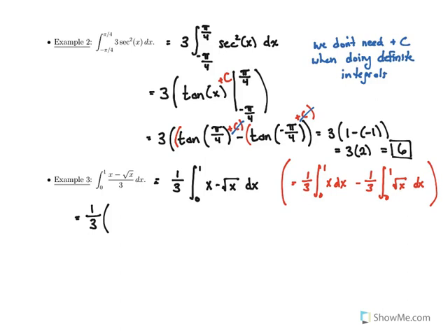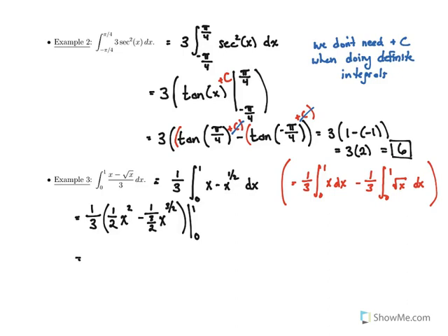We're going to use the reverse power rule. Note that square root of x we can rewrite as x to the 1/2 power. And in both these cases, we're going to add 1 to the exponent, and we're going to divide by that new exponent. So for the first one, I'm going to add 1 to the exponent. That gives me x squared, and I'm going to divide by that new exponent 2. And for the second one, I'm going to add 1 to 1/2. That'll give me 3/2, and I'm going to divide by that new exponent 3/2. That's my antiderivative, and I'm going to evaluate that from 0 to 1.